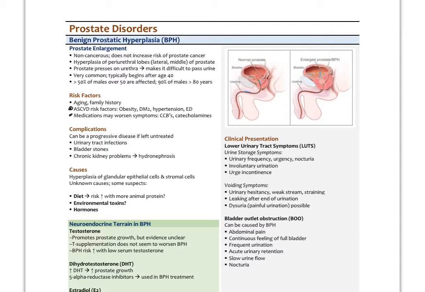Medications can worsen the symptoms. Calcium channel blockers used for hypertension, as well as catecholamines, all of these would tend to decrease the ability to urinate, so they would make symptoms worse.